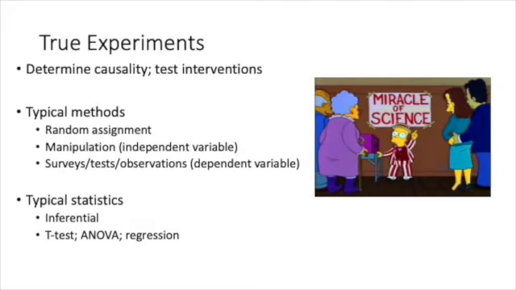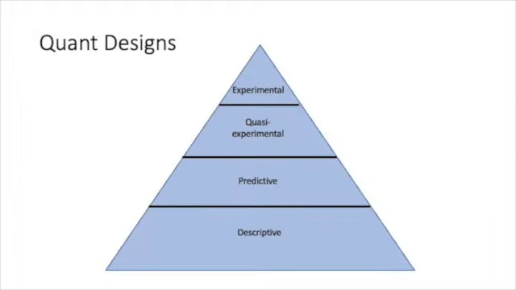Okay, so to recap the typical methods for true experiments, they must include random assignment. Hopefully I've made that very clear. They must include random assignment. There has to be some manipulation of the variable, so some people get a treatment or variable of interest and some people don't. And you have to test them on some kind of outcome or dependent variable. And then experiments require inferential statistics. And we'll talk more about the specific ones, t-test, ANOVA, or regression, when we actually talk about stats. And that brings us to our last category, quasi-experiments.